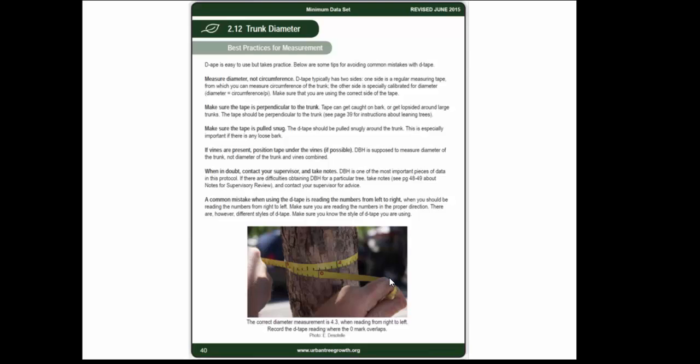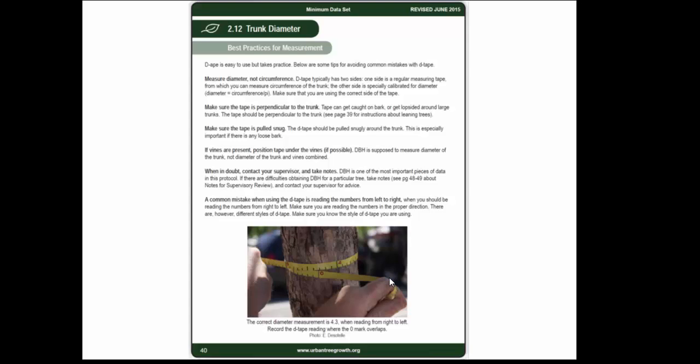So things like the D-tape, for any of you who've used it before, it has a side that's for circumference and a side that's for diameter. Use the correct side. Make sure the DBH tape is perpendicular to the trunk. That was our way of saying make sure you compensate for the lean of the trunk. Make sure the D-tape is pulled snug, right? You don't want it too loose. You don't want the tape to be flipped.